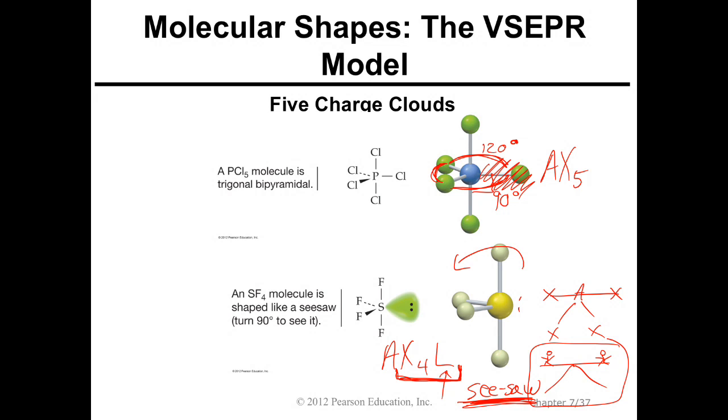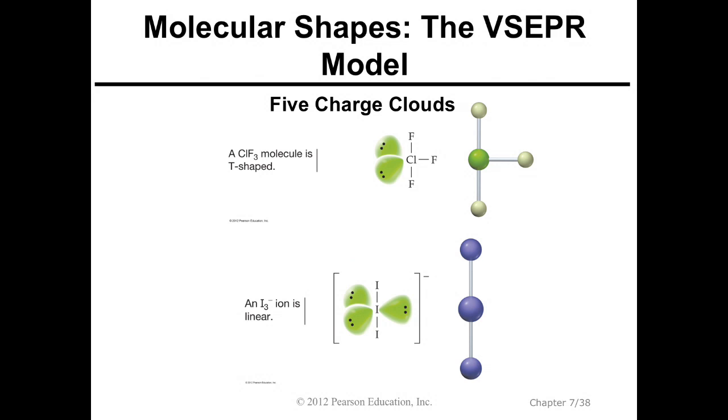Now, if you replace another one with a lone pair, so now you've got an AX3L2, two lone pairs and three atoms bonded to a central atom, this is just called T-shaped, because it forms a T. This angle is 90 degrees, right?